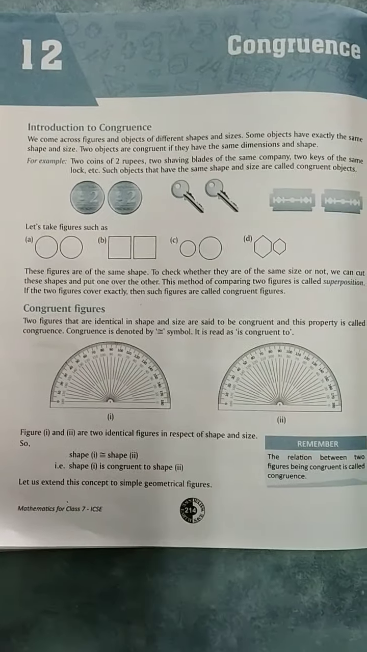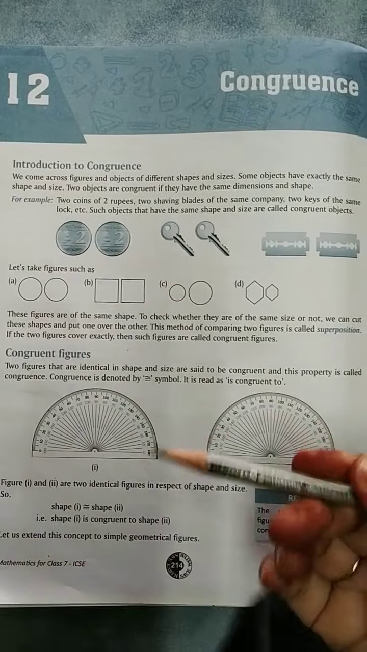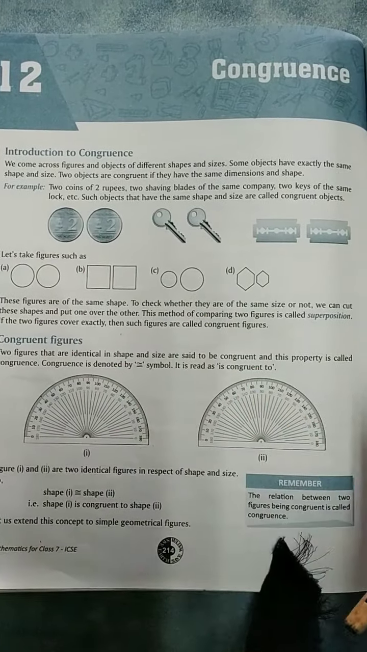So first of all, what is congruence? When two things have the same shape and same size, then they are known as congruent figures.